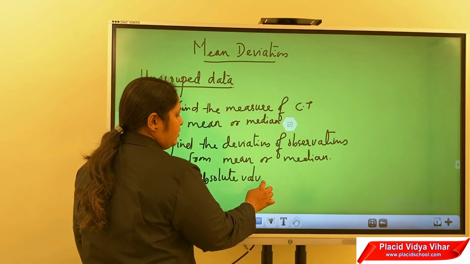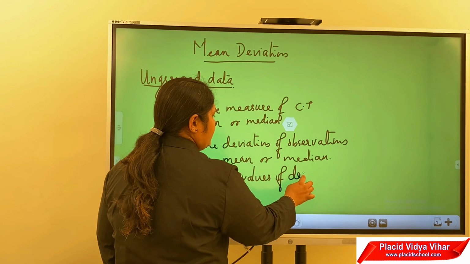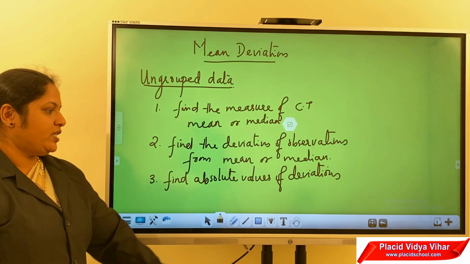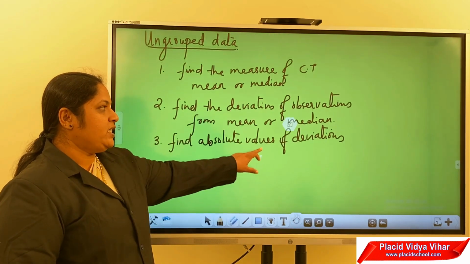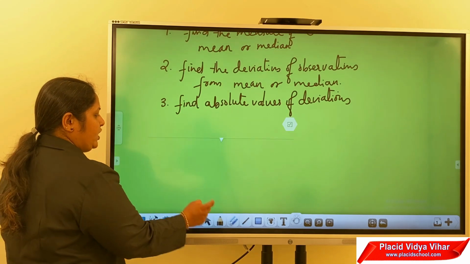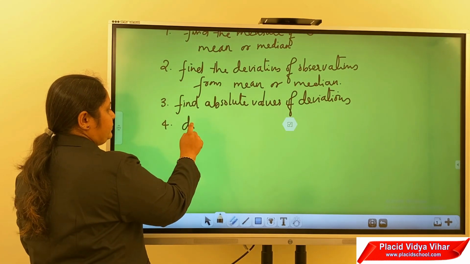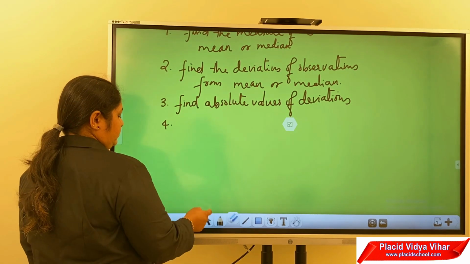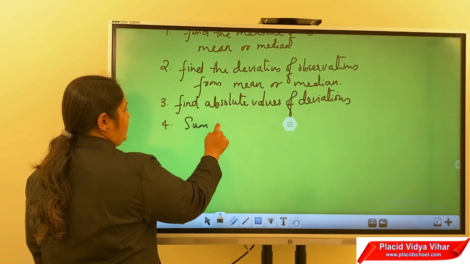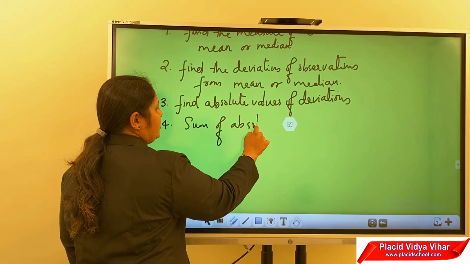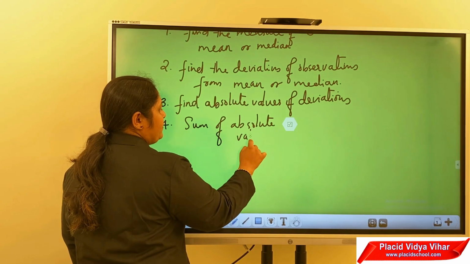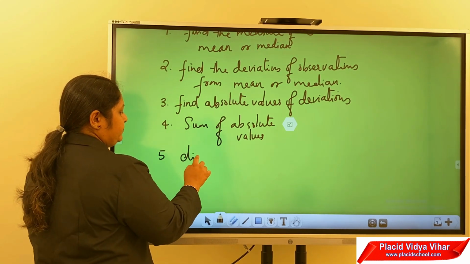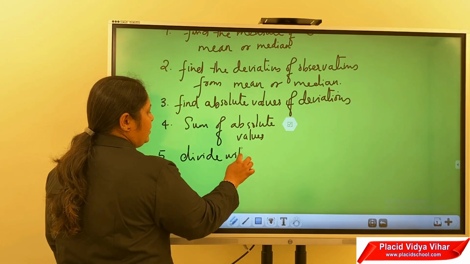Find absolute values of deviations. Then to find the mean deviation, the fourth step is sum of absolute values. Find the sum of absolute values. Step 5, divide it with the number of observations.